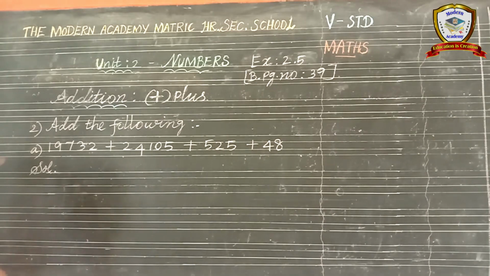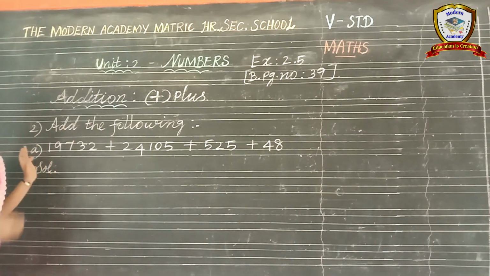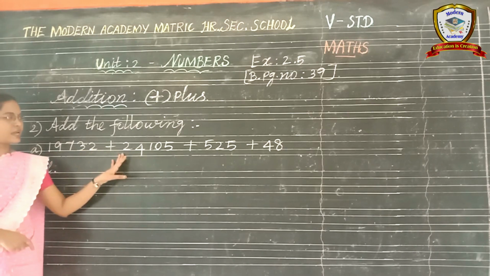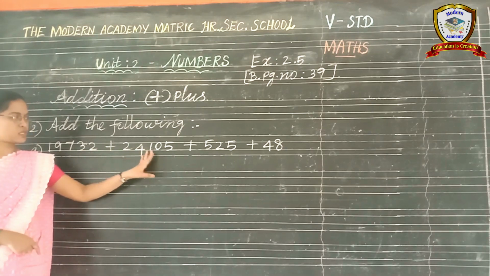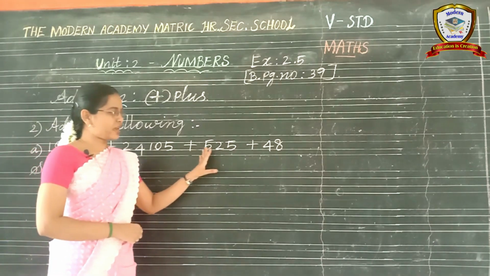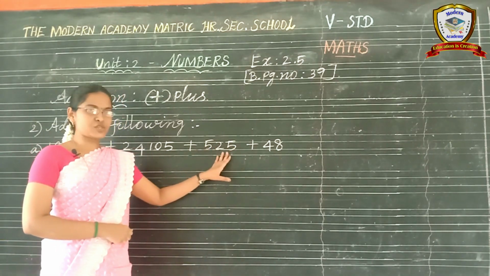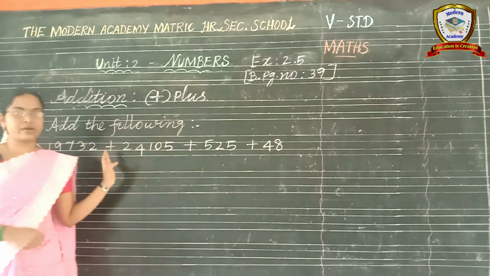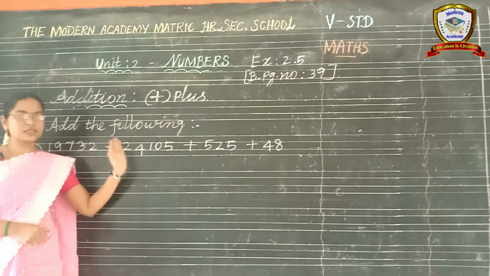Okay, listen. Next second Roman, add the following. Here given 4 numbers. First one is 19,732, 5 digit number. Next plus 24,105, this is also 5 digit number. Next plus 525, this is 3 digit number. Next one is 48, this is 2 digit number. We have to add all these numbers.